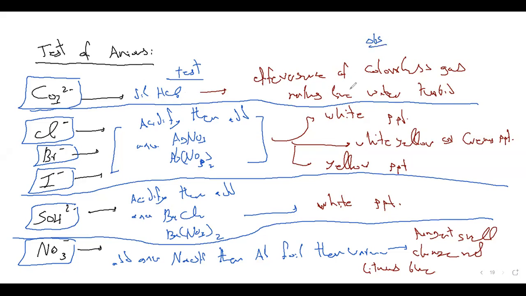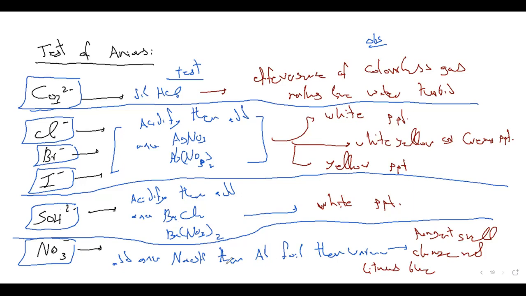Chloride, bromide, iodide, the halogens: acidify and add aqueous silver nitrate or lead nitrate. In case of chloride, white precipitate; bromide, white, yellow, or creamy; iodide, yellow precipitate. After that, sulfate: acidify, then add aqueous barium chloride or aqueous barium nitrate, white precipitate.